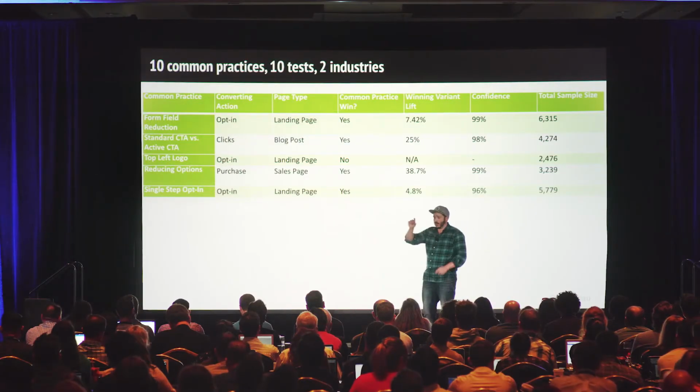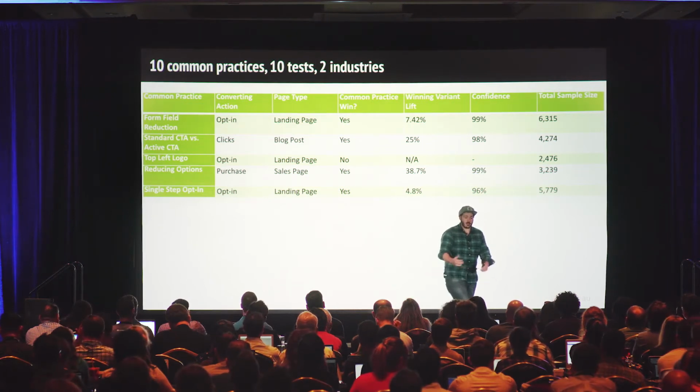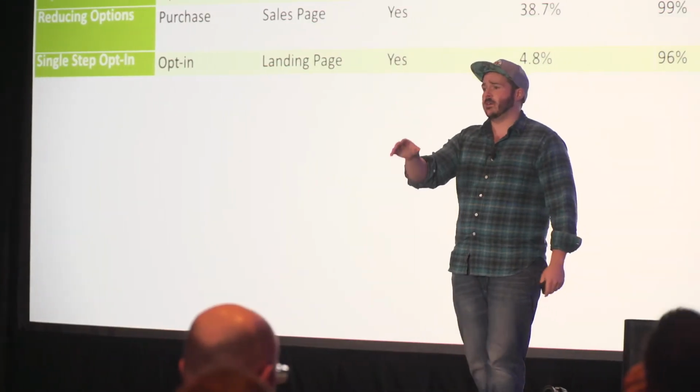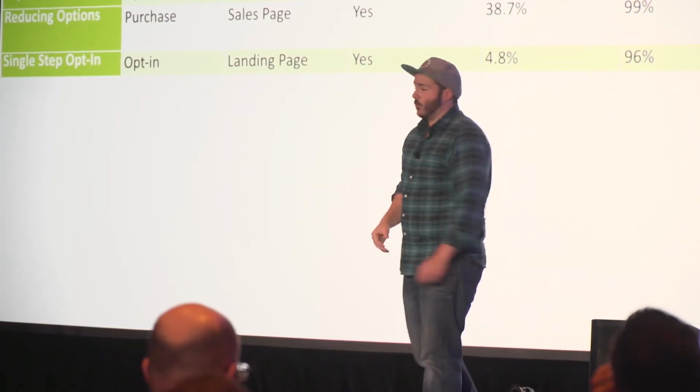All right, single step opt-in. So we were going from a click here to sign up button to an inline form. This one, again, is on another paid landing page. Most of the stuff, if it's a landing page, is all coming from either Google or Facebook traffic. Okay, and we saw a winning variant there of 4.8%.